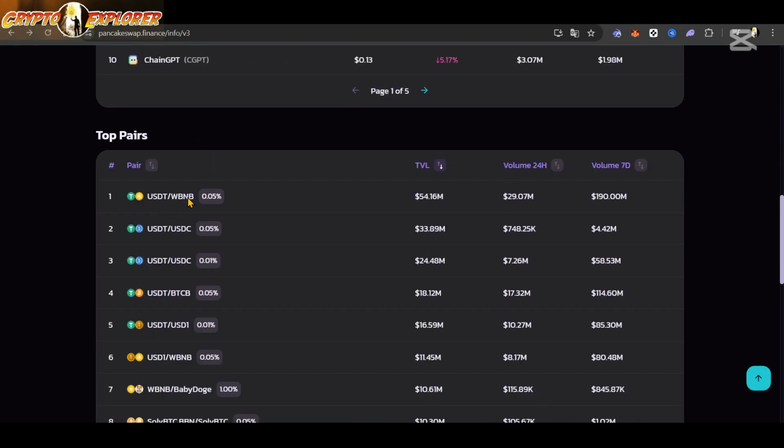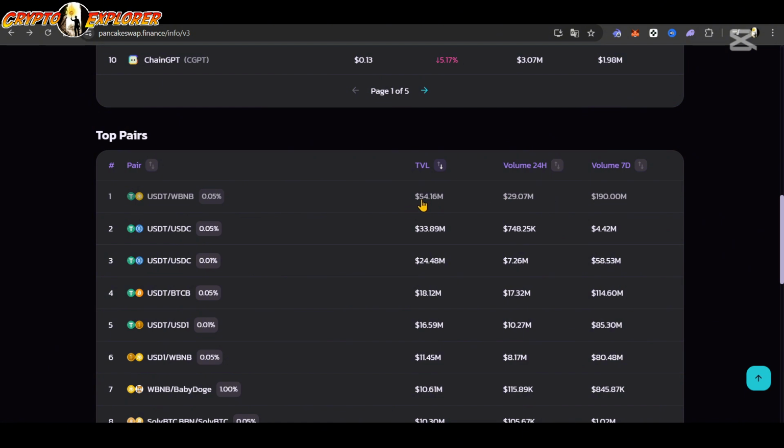So let's come here on top pairs. This is a USDT wrapped BNB pool. This is the pool you want to have exposure to if you want to invest on Binance blockchain itself. Of course, your exposure will be completely tied up to wrapped BNB. USDT is a stablecoin, likely it will not depeg, but you're mostly exposed to the volatile asset here of the pair, which is wrapped BNB. It has deep liquidity, over $50 million.